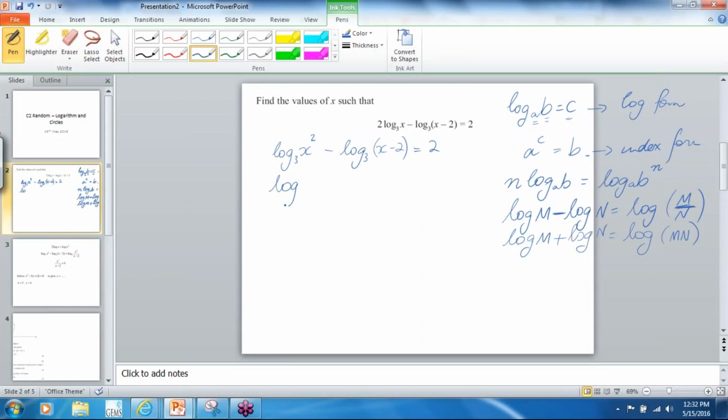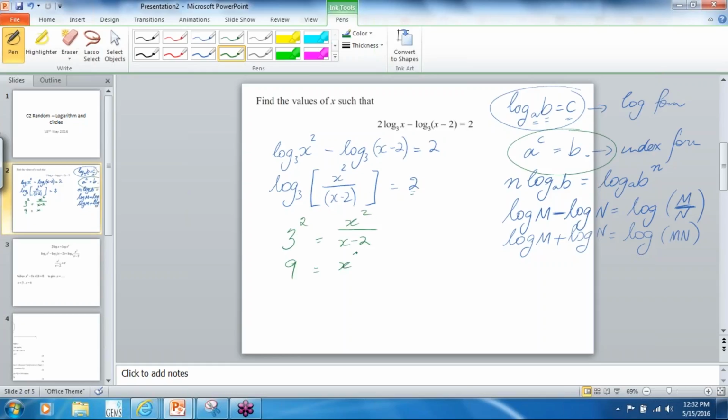Therefore, we will say that will be the log of base 3 of x squared over x minus 2. That's like m over n. Here we've got log form already. So log base value equals 2. Let's rewrite this in index form where we put 3 to the power of 2 equals x squared over x minus 2. So we have 9 equals x squared over x minus 2.